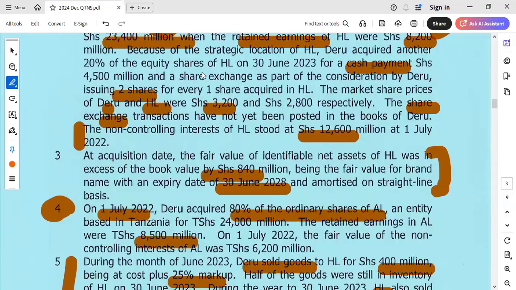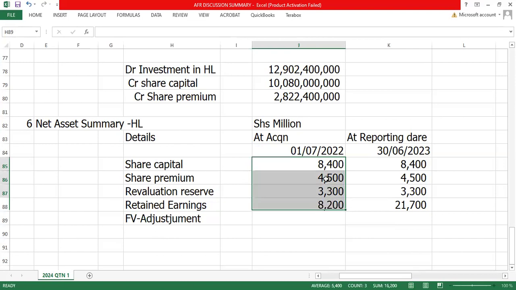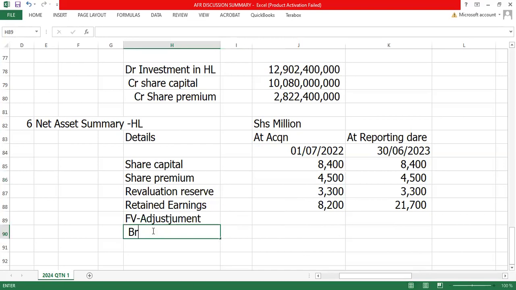as you look for the total net assets of HL, you will have the fair value adjustment, because they are telling us these are book values. But the fair value was in excess because of that brand name. It means that technically the book values were understated. If the fair value is in excess by that figure, it means that the book values were understated.